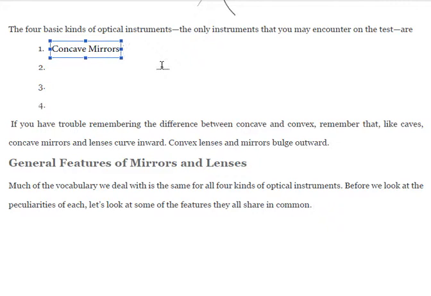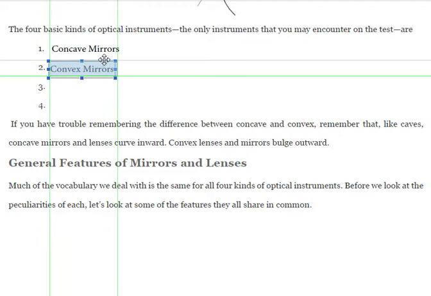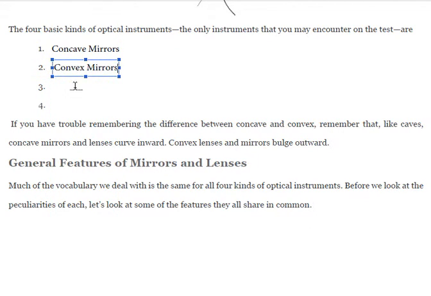Concave mirrors, which means they bend inward. After concave mirrors, we'll talk about convex mirrors. Those are the ones that bend outward. And these are the two that we're going to hit in this video. The rest will come at a later time.